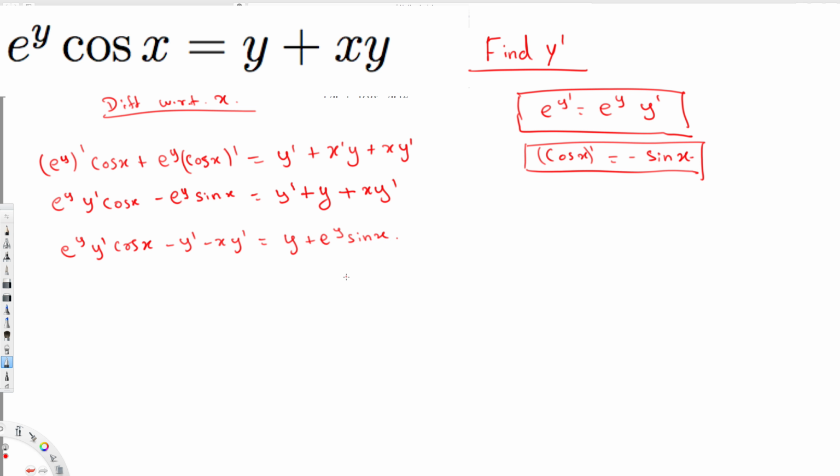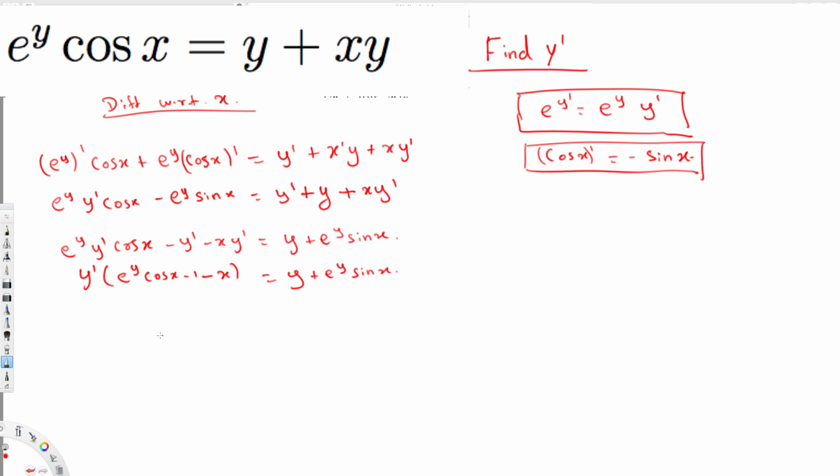And then since our purpose is to find y prime, and if you look at the other side, we have three y primes right here, so we have to separate the y prime. To separate the y prime, what I can do is take the y prime common, so it will become 1, and we can find y prime so easily. So let's see what we can do. If we take the y prime common, it comes out to be e power y cos x minus 1 minus x, and on the other side it's going to remain the same, y plus e^y sin x.